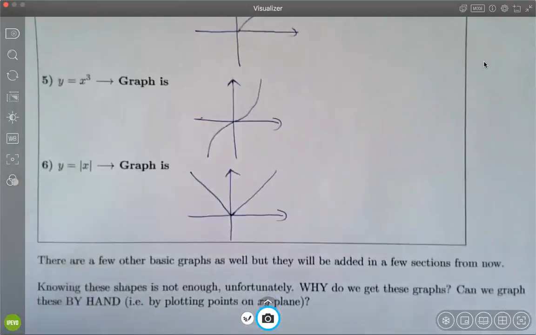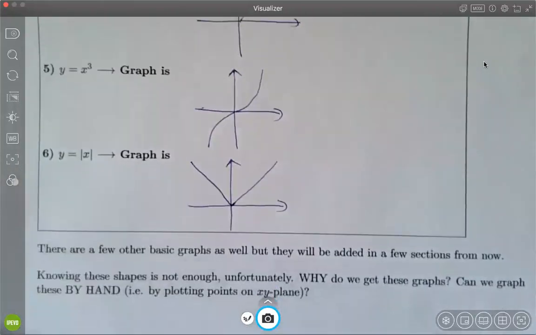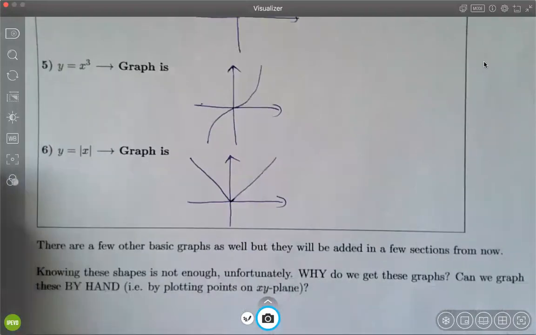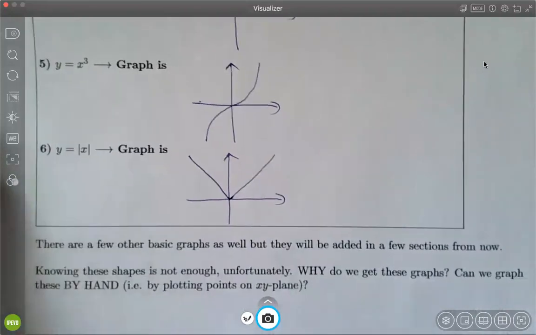Now, knowing these graphs is not enough, unfortunately. What you have to know is, how do we get these graphs? How do we get these graphs by hand? So can I go to the next page?